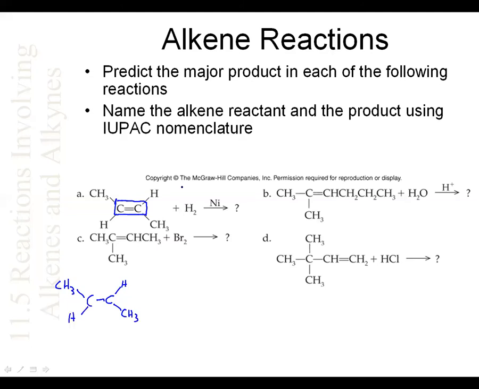Now, in this case, we're adding H2, which is a symmetrical addition. You can't mess it up. You just need to put a hydrogen on each carbon, and you would be good. I drew it like that, but you could draw it straight up like this as well. The nickel on top of the arrow isn't involved in the product. It's just a catalyst to speed up that reaction.